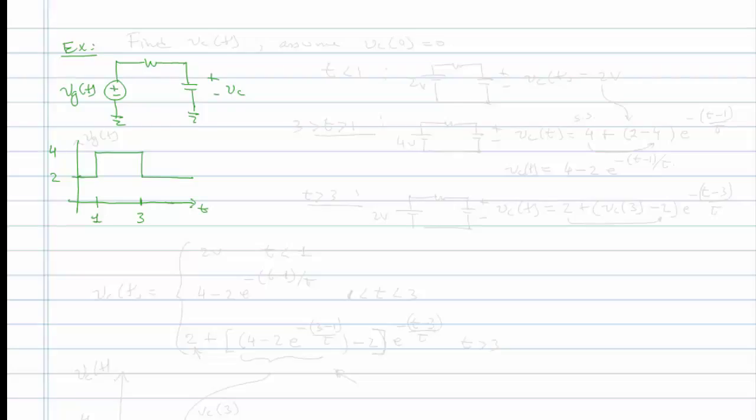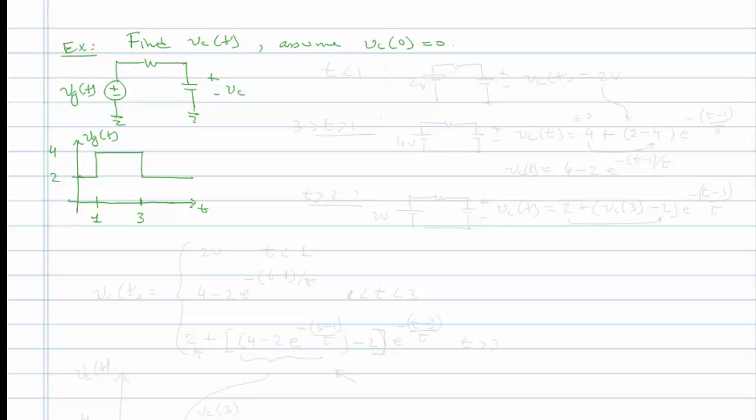Okay, and now we want to find the solution again. We want to find VC of t. Assume VC at time 0 is equal to 0.